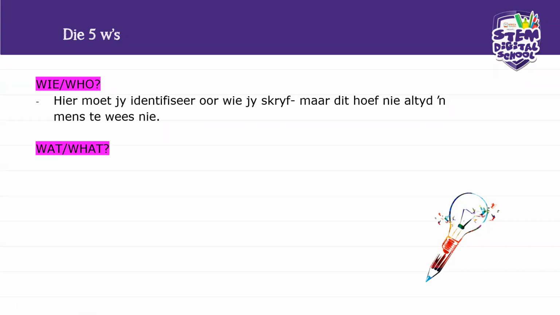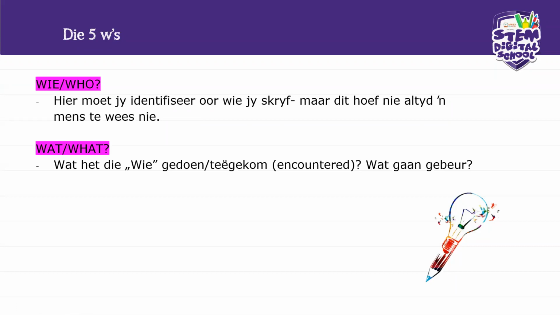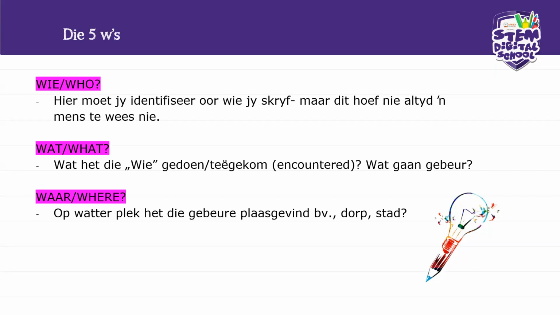The second thing is wat of what. And this is what I write here. Wie, of wat het die wie gedoen of teëgekom? What did the who do or encounter? What happened in the story? Then waar or where? Op watter plek het die gebeure plaasgevind? Byvoorbeeld 'n dorp of 'n stad. So where did it happen? On the moon, on Mars, on the sun. I wouldn't want to go there.